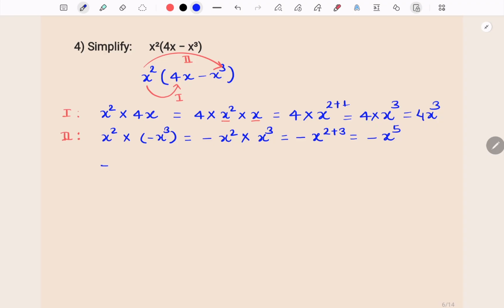Now, in the next step, let's combine the results of the multiplication. From the first multiplication, I have 4x cubed, and from the second multiplication I have negative x raised to the power 5. So it will be negative x raised to the power 5. Since they are not like terms, I cannot simplify it any further. So this 4x cubed minus x raised to the power 5 will be our answer.